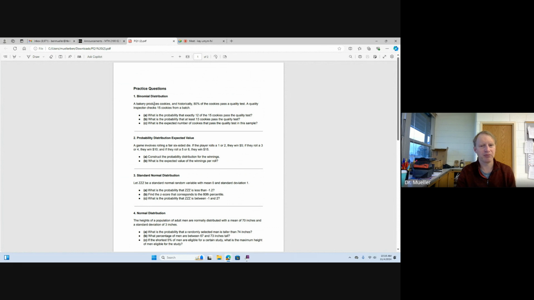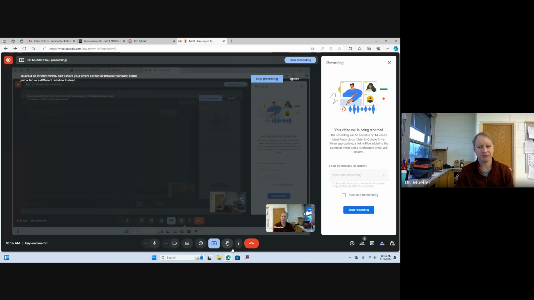Binomial distribution. A bakery produces cookies, and historically 80% of the cookies pass a quality test. A quality inspector checks 15 cookies from the batch. Part A, what is the probability that exactly 12 of the 15 cookies pass the quality test? So this is a binomial distribution here.